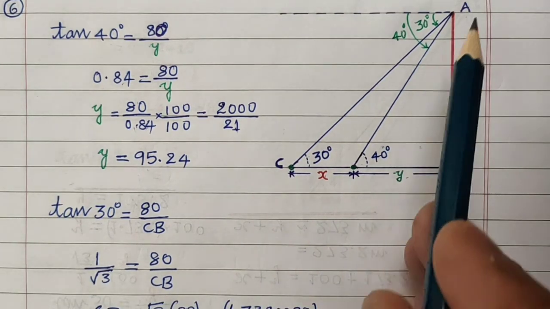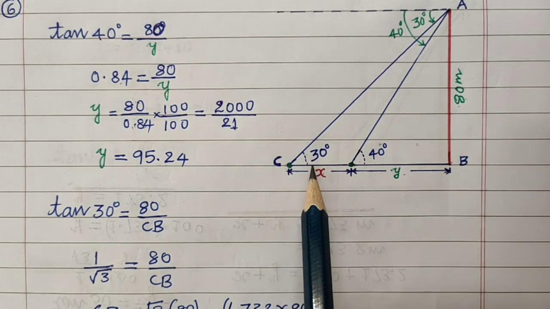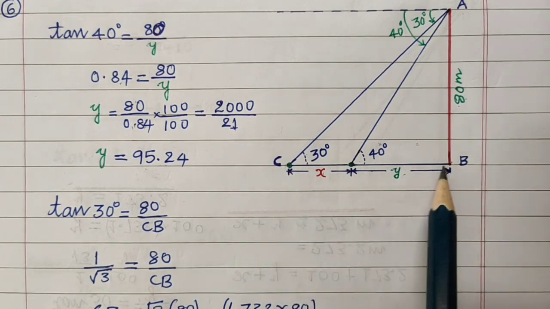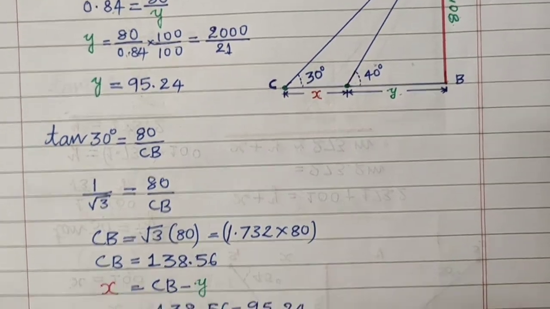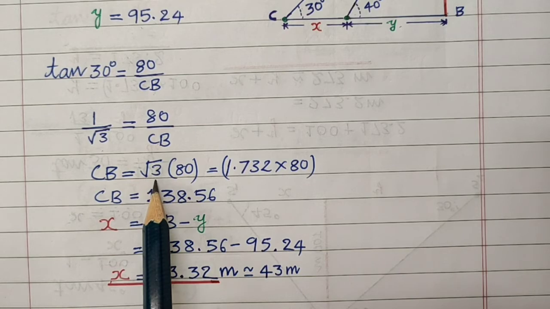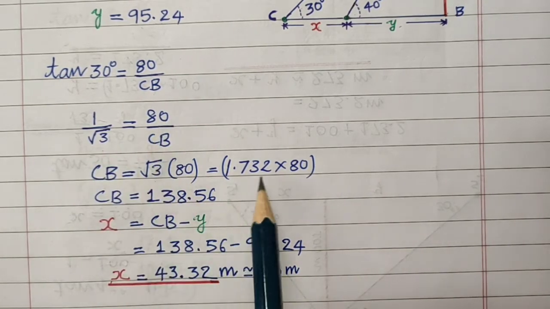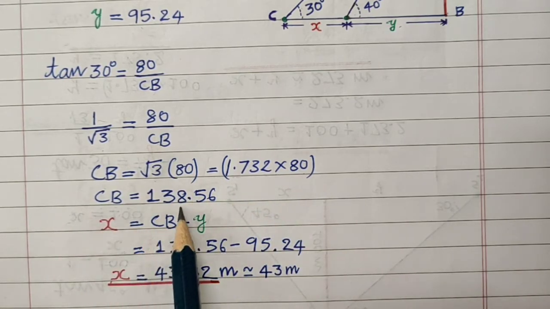In the second triangle, this one ABC, tan 30 is equal to perpendicular, that is 80, divided by the base CB. Tan 30 is equal to 1 by root 3, so 1 by root 3 is equal to 80 by CB. Then CB will be equal to root 3 into 80. That is root 3, which is 1.732, into 80. CB is equal to 138.56.